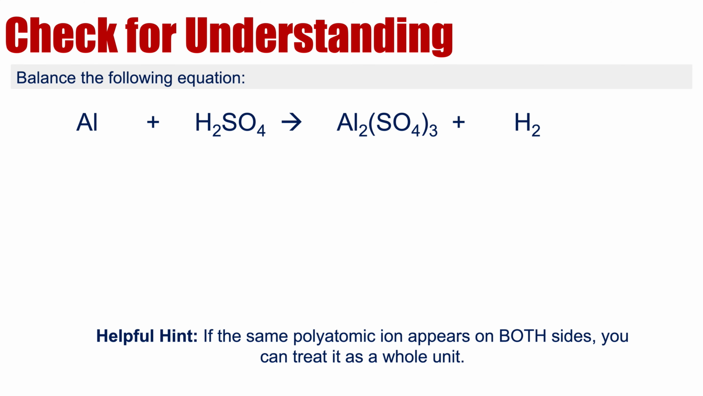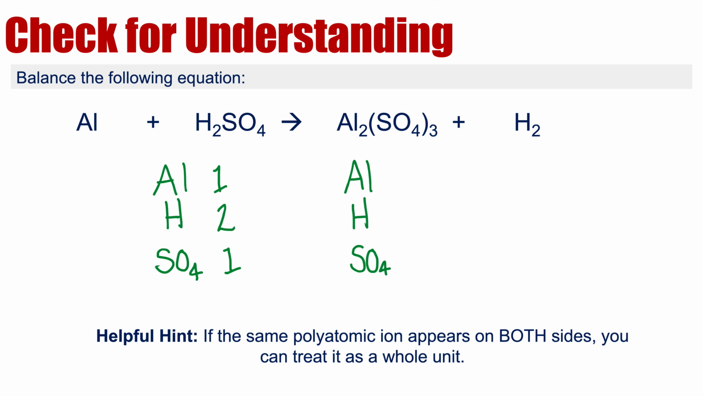So now what I would like you to do is try to balance this equation, but use the method of keeping the polyatomic ion as a whole unit in the inventory. All right, so when I go through and I do my inventory, I have 1 aluminum, I have 2 hydrogens, and I have 1 sulfate. On the product side, I have 2 aluminums, I have 2 hydrogens, and I have 3 sulfates.